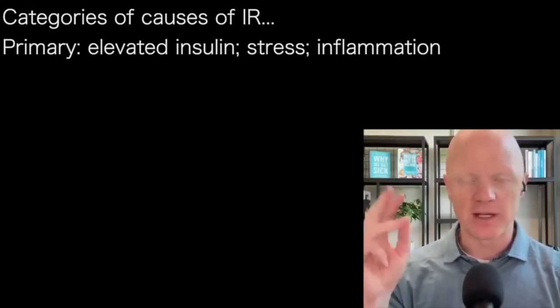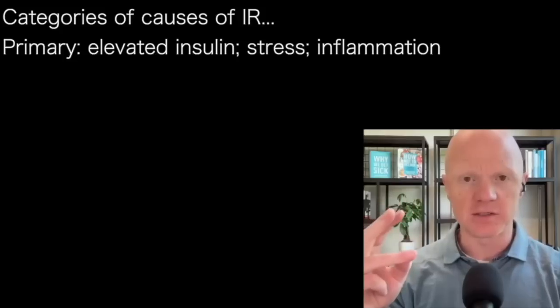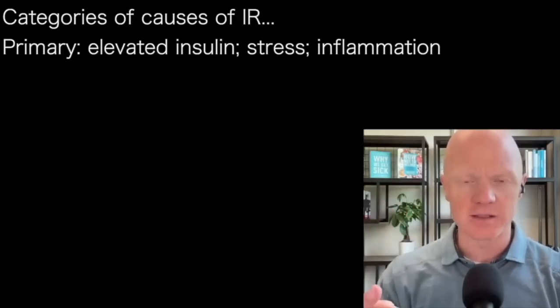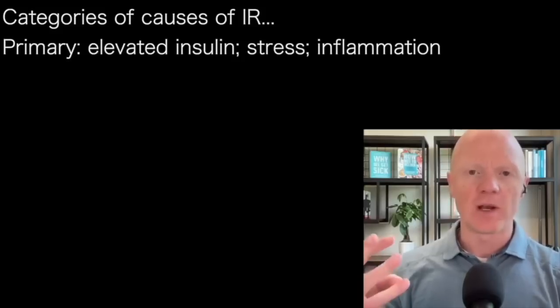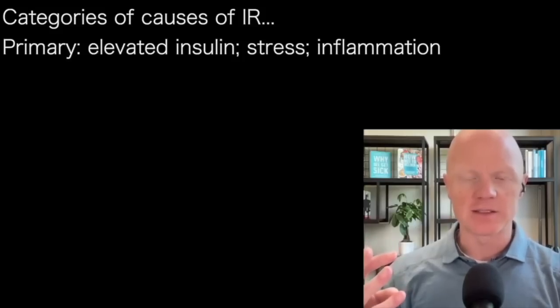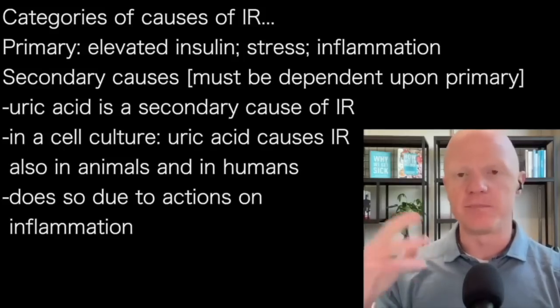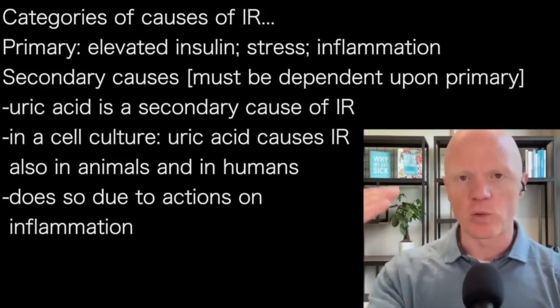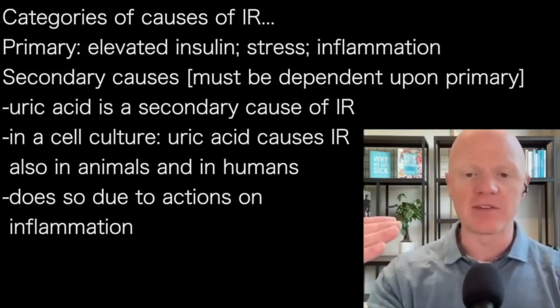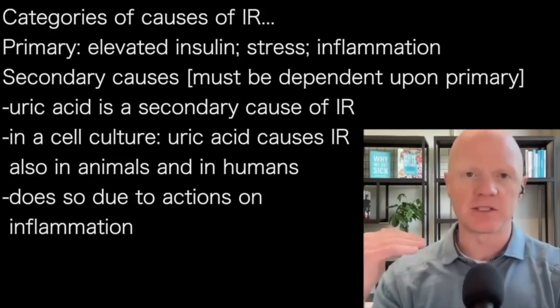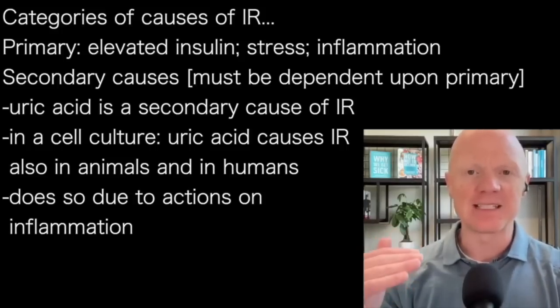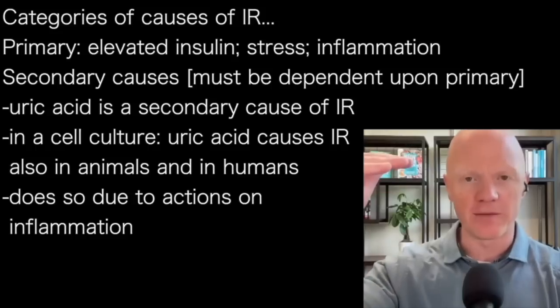Now, that last one I put last for a reason, because it's a good segue into the secondary causes of insulin resistance. What I consider to be some secondary causes among the definitions that I have that will qualify, or the criteria I have that will qualify something for being considered a secondary, it's that it is dependent on one of the primary variables.